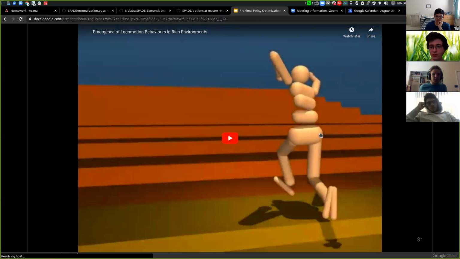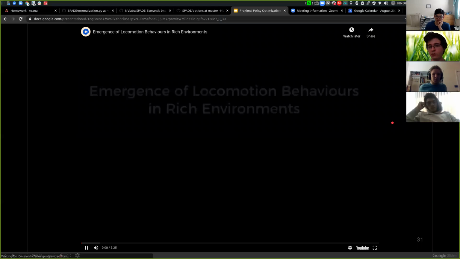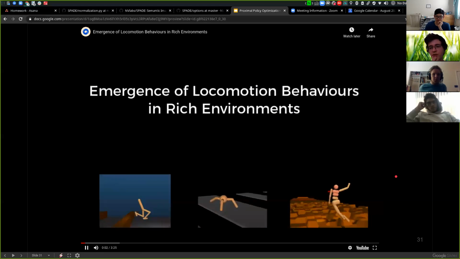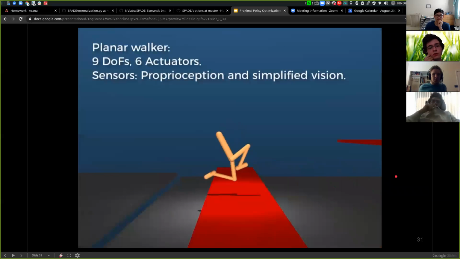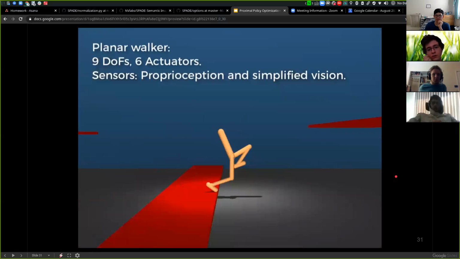And we have a small demo of what PPO can do. This is actually by DeepMind. They use some sort of parallelized PPO algorithm to learn locomotion.